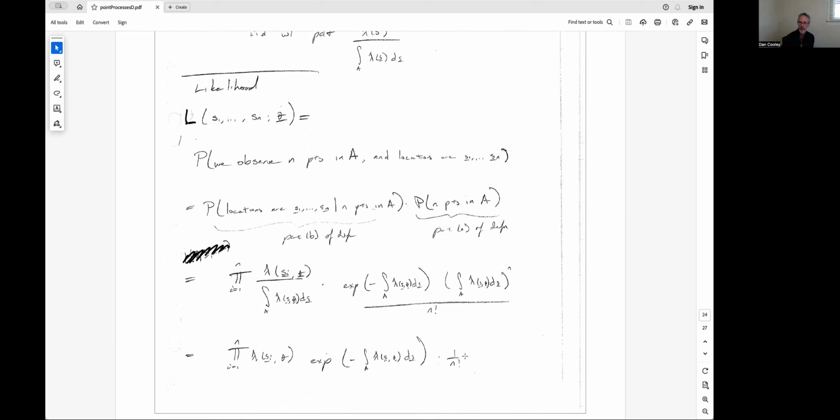This is pretty cool, I think, because we started with points. It's hard to see a density from points, and yet just starting with that definition of likelihood, we get something that makes a lot of sense. Part B of the definition, the locations are S1 through Sn, given that you have n points. Well, because they're independent, it's going to be the product of those PDFs. So just lambda evaluated at the location, normalized by the integral of our intensity function.